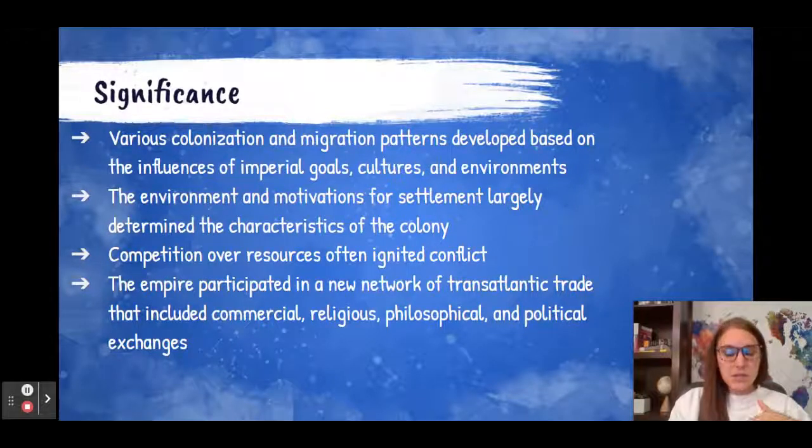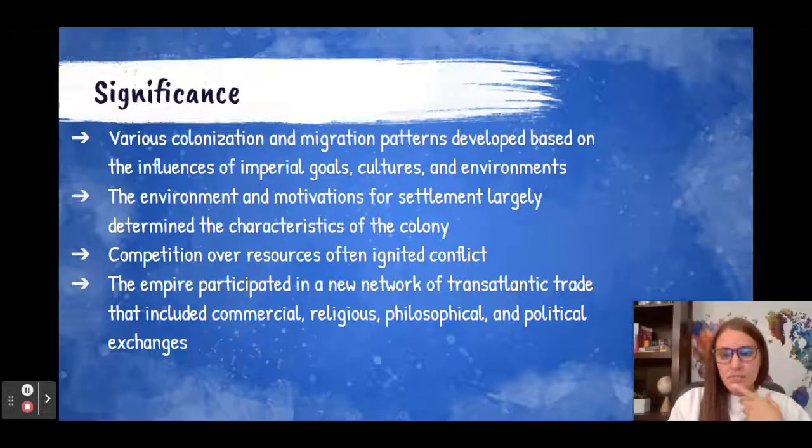So more specifically, looking at our 4 colonial regions, our southern colonies have a very, very different environment than the New England colonies, and so that's going to have an impact on their way of life. Competition over resources often ignited conflict, so competition over resources between European countries and also with the American Indians who lived there.